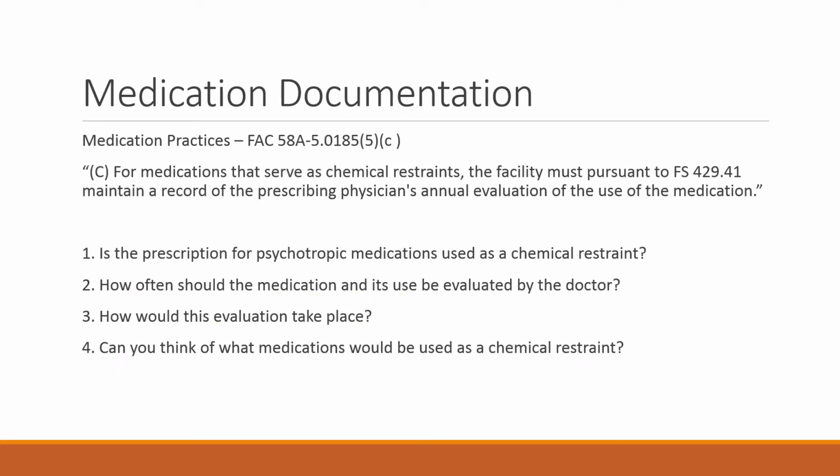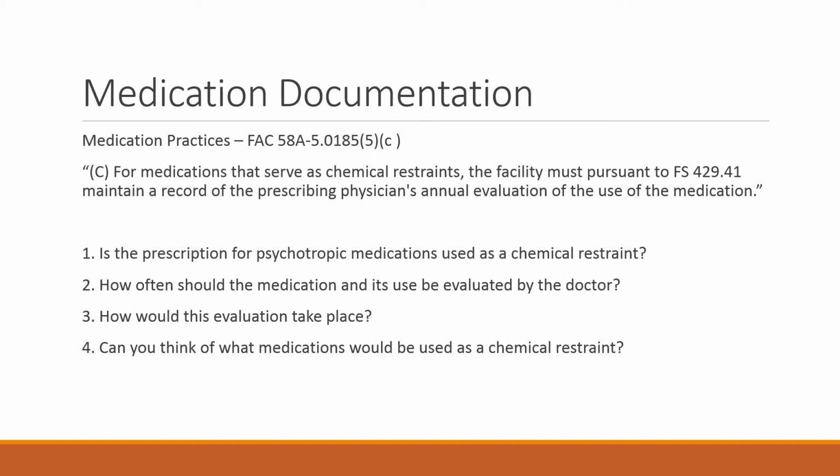So medication documentation continues to be an important issue. For medications that serve as chemical restraints, the facility must, pursuant to 429.41, maintain a record of the prescribing physician's annual evaluation and use of the medication. So in an assisted living facility with a limited mental health license, most people have a psychiatric condition. And so the prescription for the psychotropic medication is generally not used as a chemical restraint. It's used to treat the symptoms associated with their psychiatric condition.